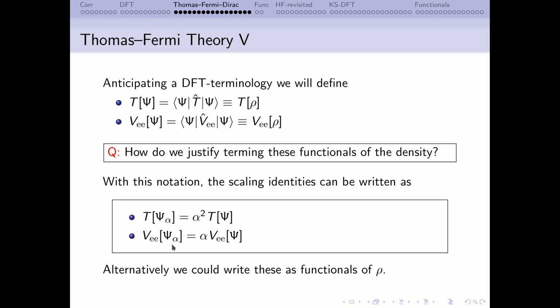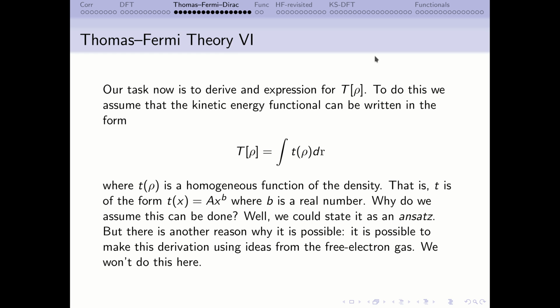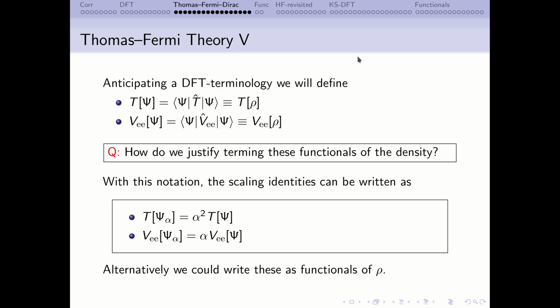Okay, now this is what we need. In fact, for the next derivation, we need this first result in terms of rho and rho alpha. So what we are going to do now: these scaling relations are exact. There's nothing approximate about them. They are simply formal results based on the mathematical form of these operators.